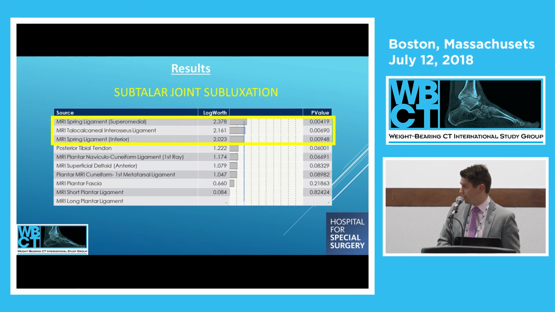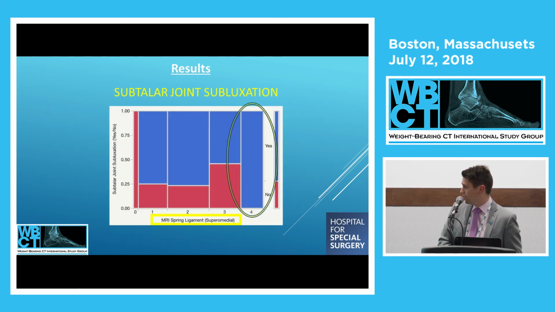Regarding subtalar joint subluxation, both ligaments that we thought would be important were the most correlated factors. So spring ligament, supermedial fiber, talocalcaneum interosseous ligament, and spring ligament inferior fibers. So as we show here, all patients with level 4 degeneration of the spring, we're talking only about the spring here, all patients had subtalar joint subluxation.